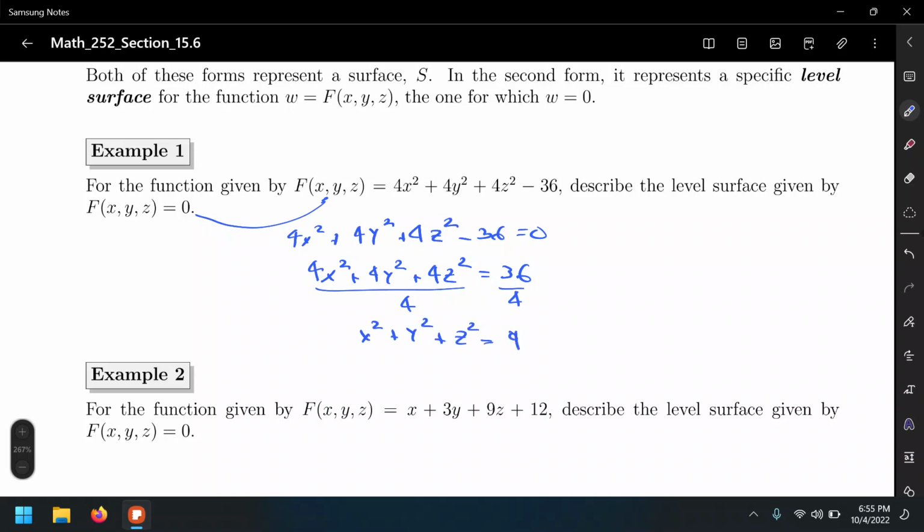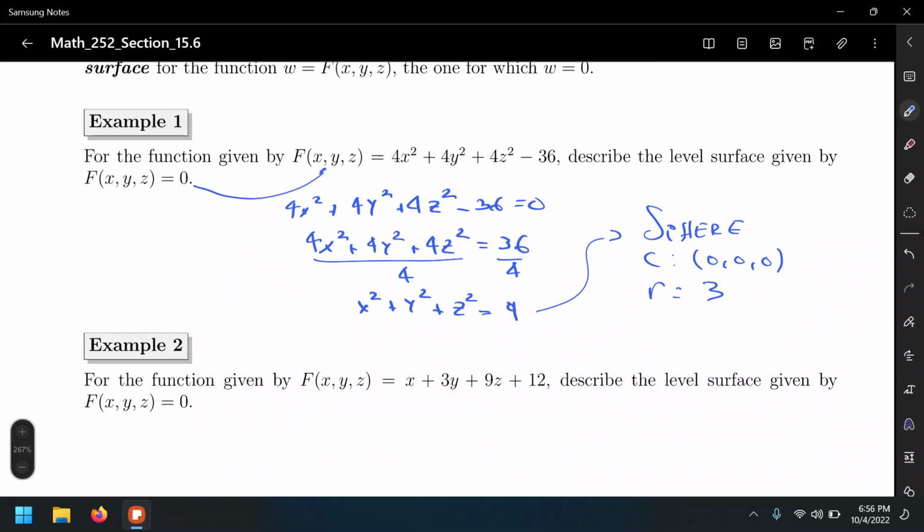And what surface is this? It's a sphere, centered at the origin, 0, 0, 0. And what's the radius in this case? 3. That's the number whose square is the right-hand side. Let's look at a similar example.